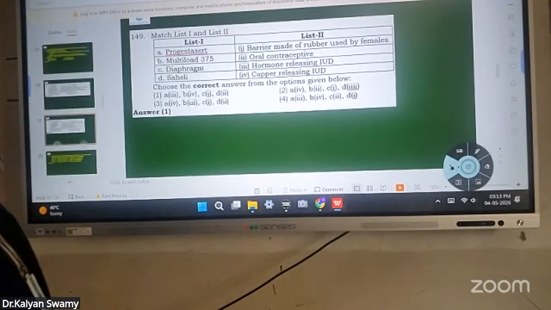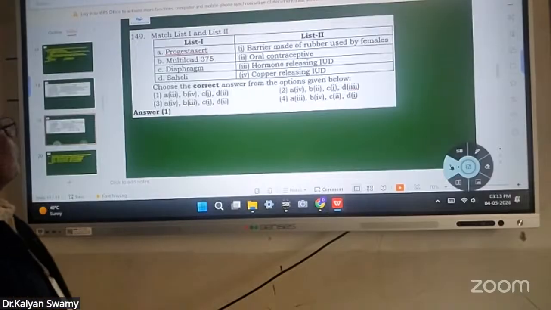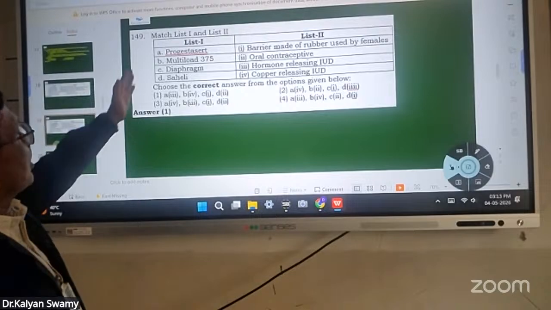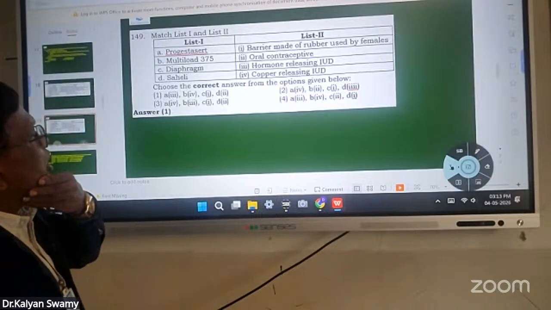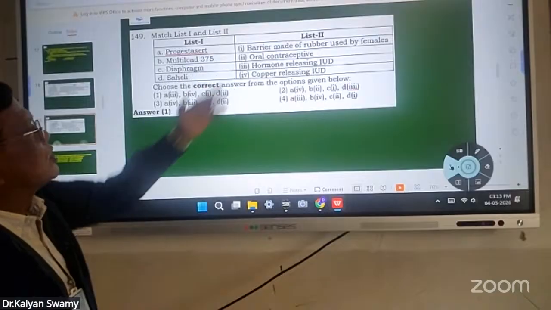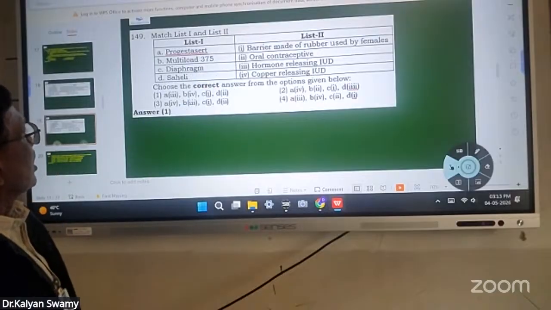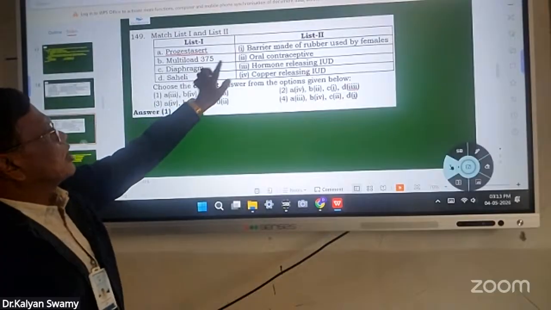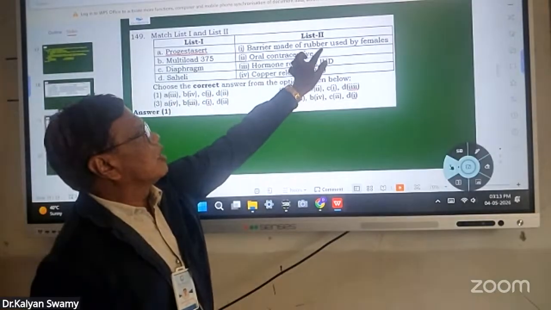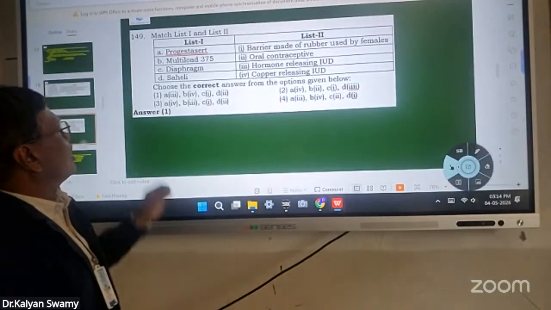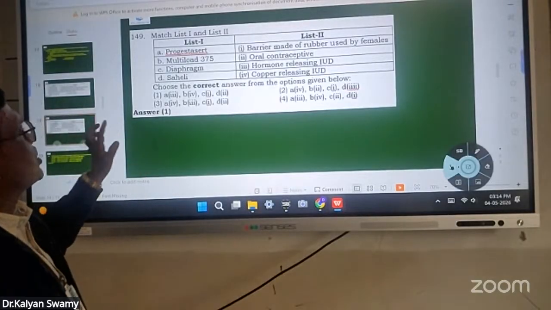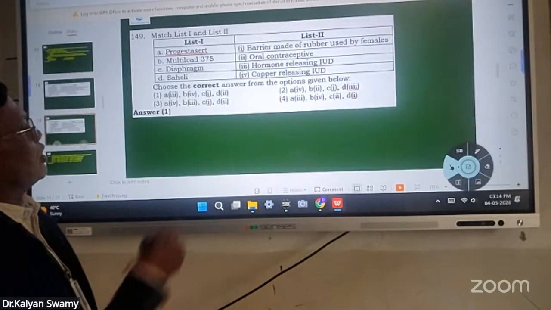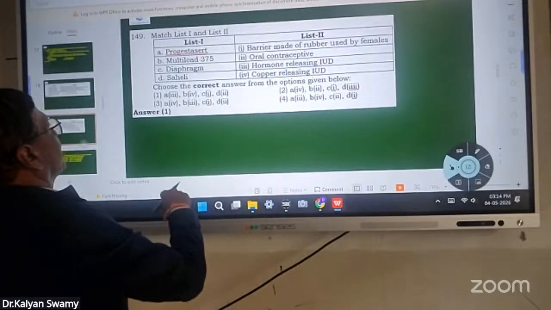Again, a matching type of question. It is familiar to all. Here, with regard to contraceptive methods, how they work. The familiar one is the diaphragm, a very easy one. That is a barrier made of rubber used by females. Everybody knows that. C1. In 3 options it is there, unfortunately.